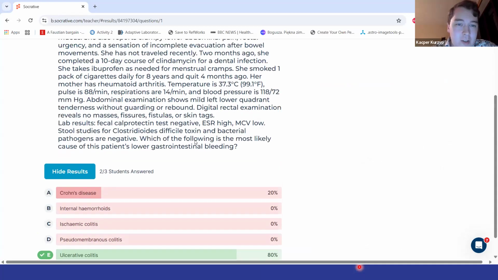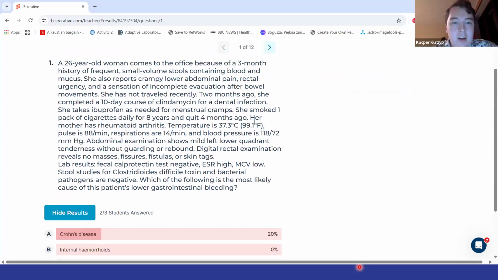Let's just have a quick look at the question. So this person has features consistent with IBD. So frequent small volume stools, blood and mucus. There is sensation of incomplete evacuation.